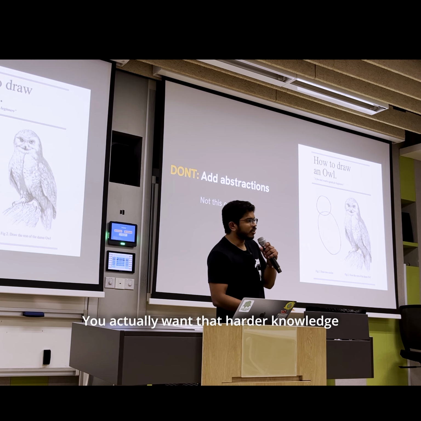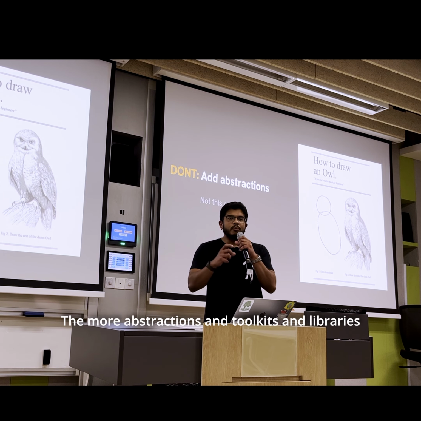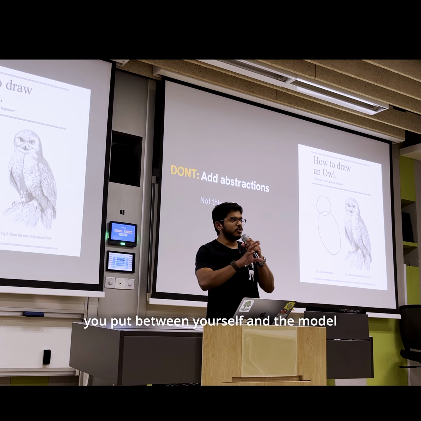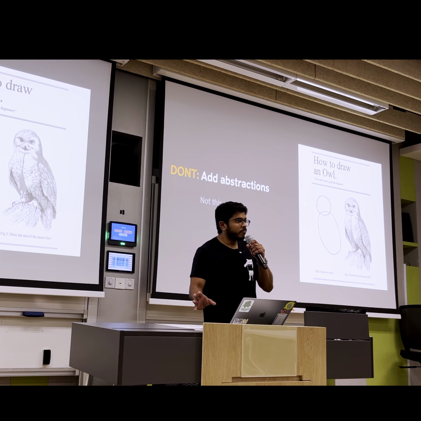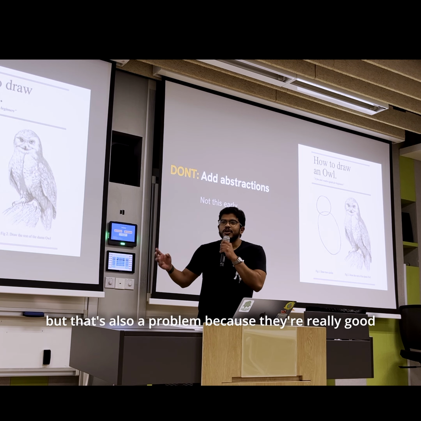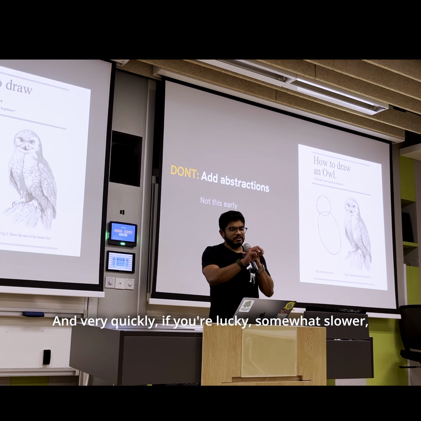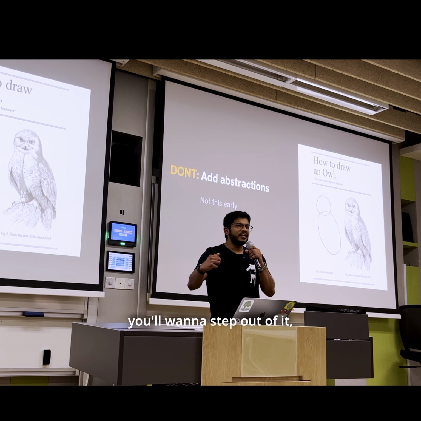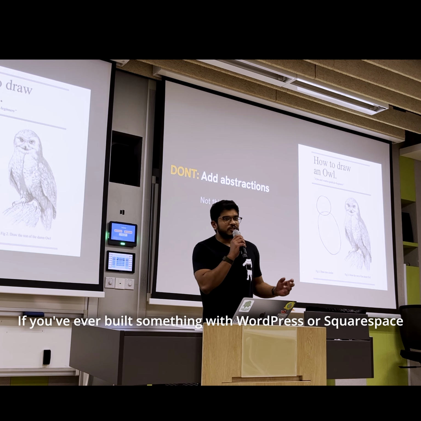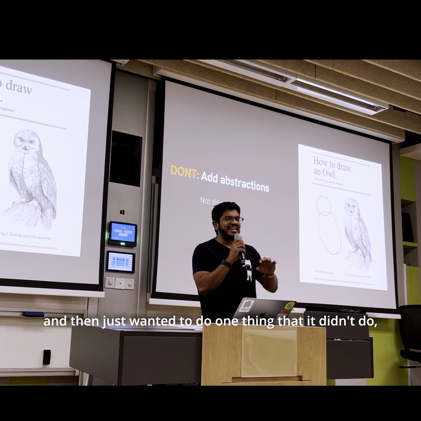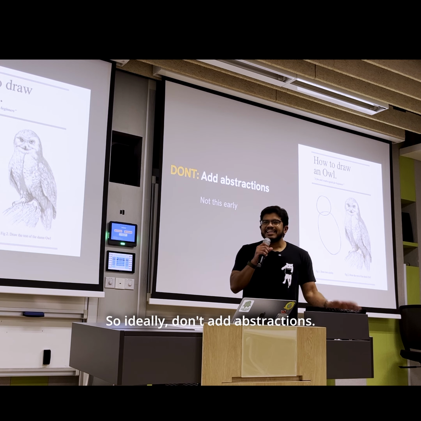You actually want that hard-earned knowledge of how these things work, how they behave, what the actual nature of these things is. The more abstractions and toolkits and libraries you put between yourself and the model when you're developing, the less you learn. Some of them, honestly, are really good, but that's also a problem because they have this little circle of things that they do really well, and very quickly, if you're lucky, somewhat slower, you'll want to step out of it, and then it's just a wasteland. If you've ever built something with WordPress or Squarespace and then wanted to do one thing that it didn't do, you know what I'm talking about. That's impossible. Everything will fight you. So ideally, don't add abstractions.